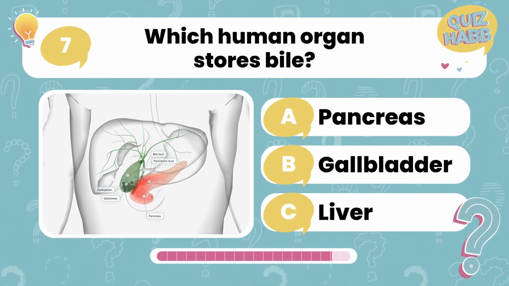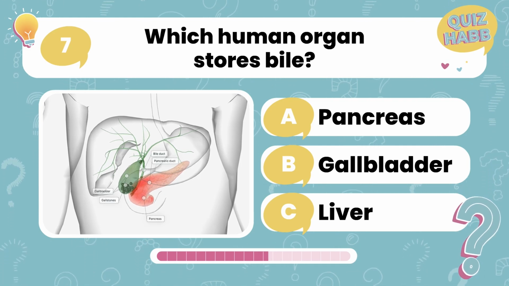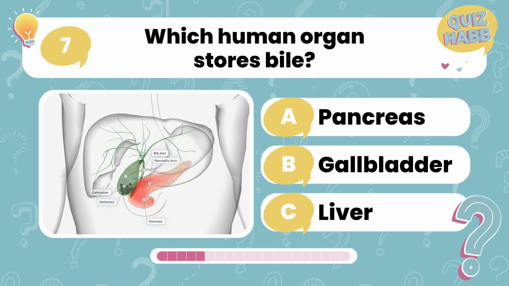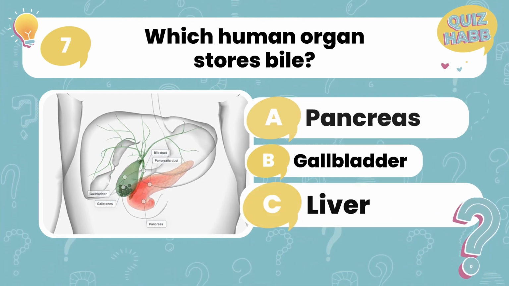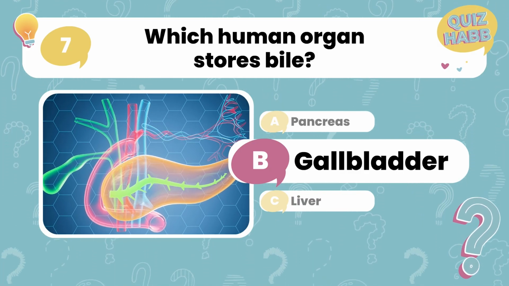Which human organ stores bile? A. Pancreas. B. Gallbladder. C. Liver. Correct answer, gallbladder. It stores bile made by the liver for fat digestion.